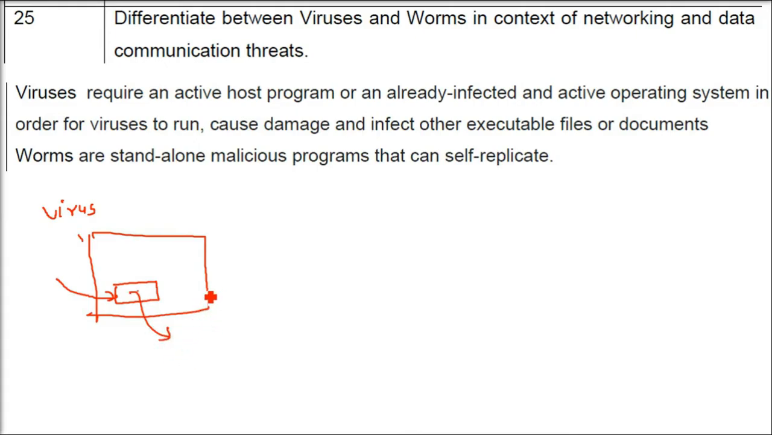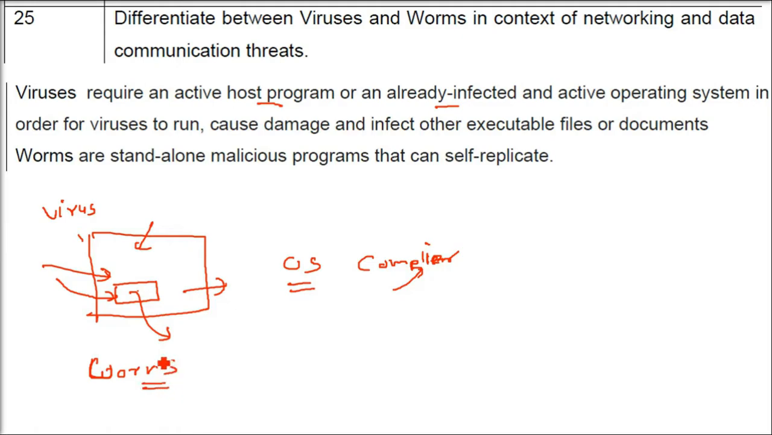So you will find the effect that your program, your system starts taking time, etc. So a virus requires an active host program. It will not come standalone, or an already infected and active operating system in order for the virus to run. That is, wherever the loopholes are there. For example, you made an operating system or a compiler, but the coding is not good and you left certain points where the virus can enter. Means the programmer can see, okay, this is the point where he has not done well, he can enter, cause damage and infect other executable files or documents. Now what are worms? Worms, unlike viruses, are standalone.